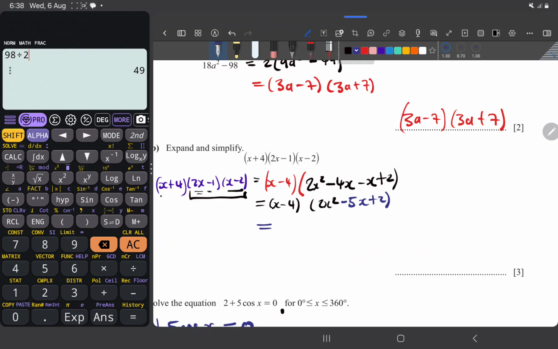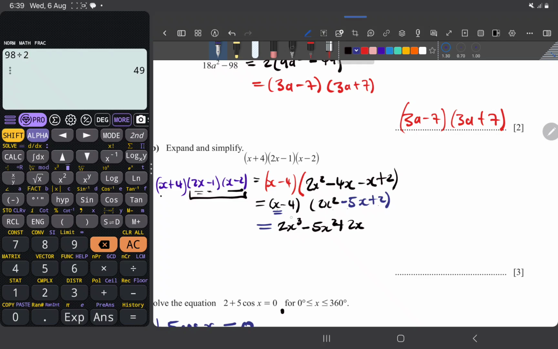Now I have these two brackets multiplying, and I multiply again. You take x, it will multiply the whole of this bracket. Then you take minus 4, it will multiply the whole of that bracket. So x multiplies the whole of this bracket. x times 2x squared, you get 2x cubed. Then x times negative 5x, you get negative 5x squared. Then x times x is x squared. Then x times positive 2 will be plus 2x.